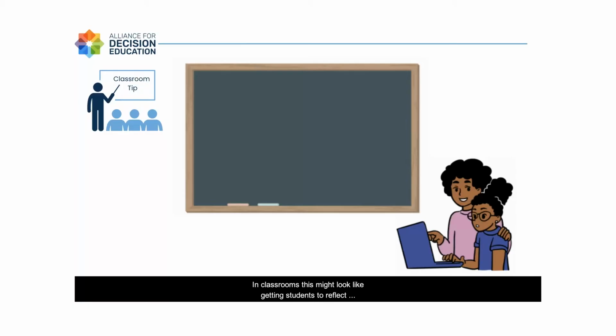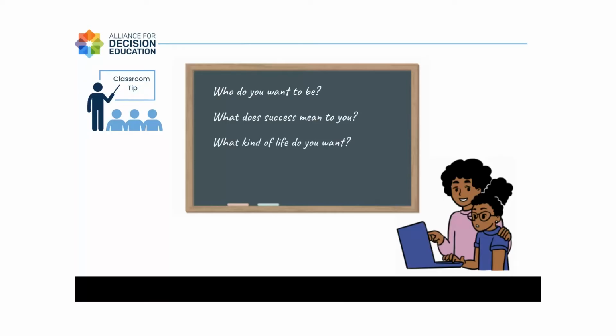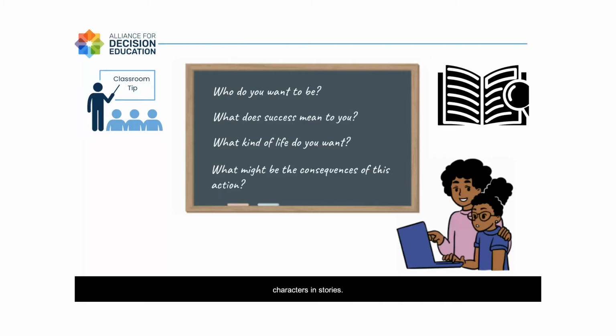In classrooms, this might look like getting students to reflect on who they want to be, what success means to them, and the kind of life they want. It might mean connecting with students on what they care about and then supporting them in seeing when their actions aren't aligned. It can be about helping them to predict the consequences of their actions as a reflective rather than punitive exercise. Mapped onto learning content, it could look like analyzing characters in stories, making inferences about their life philosophies, and then identifying the actions they take that are in support of or counter to them.